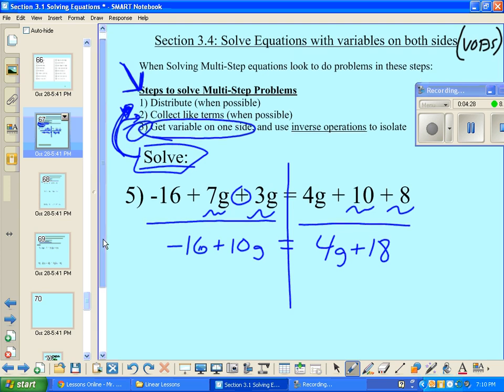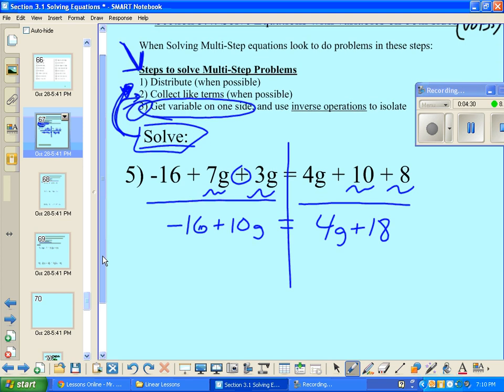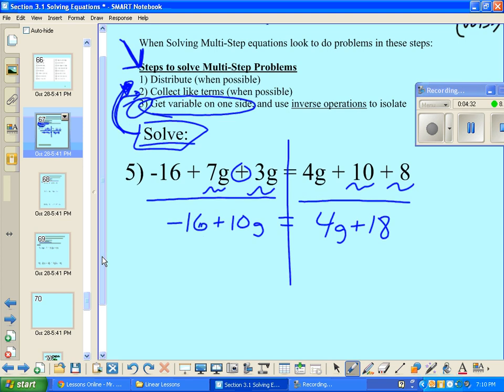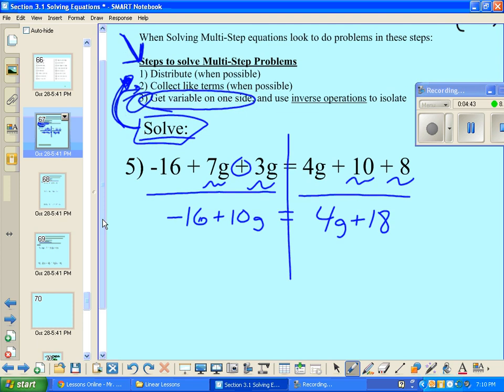And again, this is one we've concentrated on a little more lately. Get the variable on one side. I have negative 16 plus 10g equals 4g plus 18. As we talked about in the previous lesson, I'm going to try to eliminate the variables on one side because that'll move them all to the opposite side. So in this case, I'm going to subtract 4g on this particular problem.